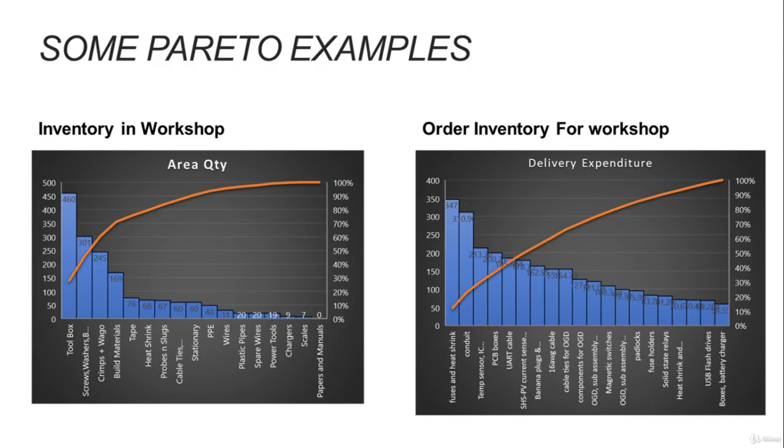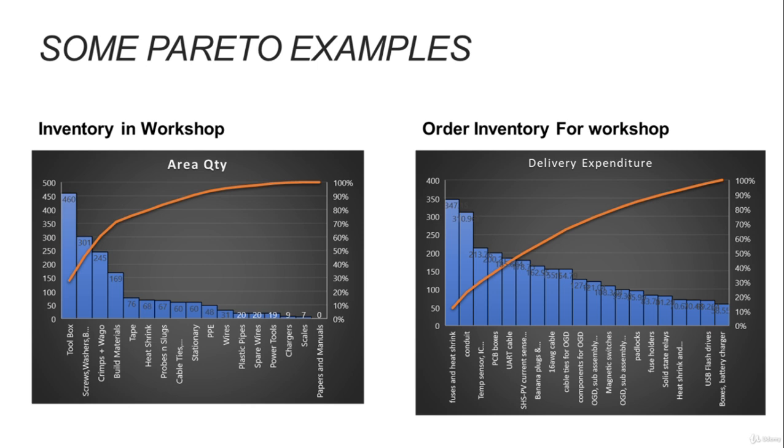Here are some more Pareto examples. So I've taken the inventory inside the workshop as seen in the graph to the left. We start off with the toolbox with 460 items, goes to screws and washers, and crimps and wagos. If we did the same Pareto example on what we ordered for the workshop, we'd notice our delivery expenditure. Using the same technique as used in Pareto analysis, we draw the 80% line on our delivery expenditure. This 80% would probably cover 90% of the inventory inside the workshop.